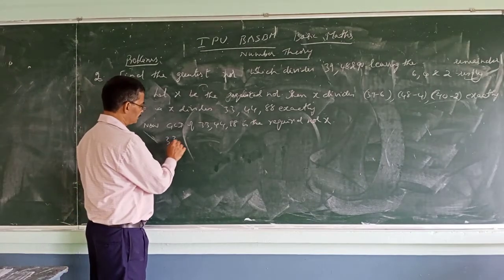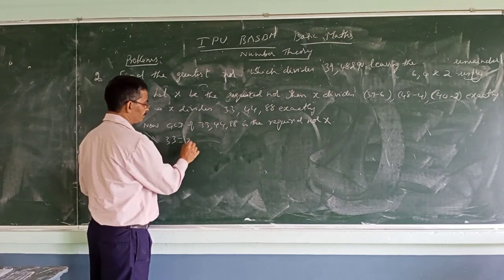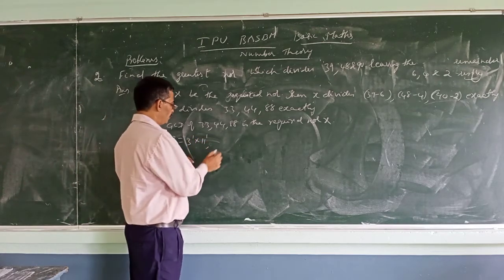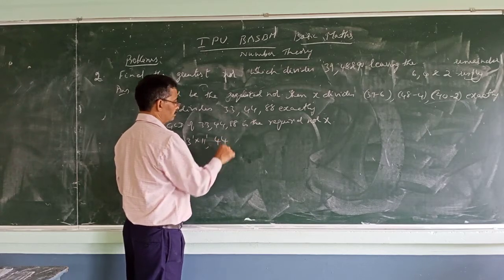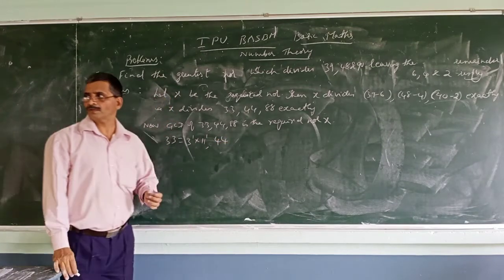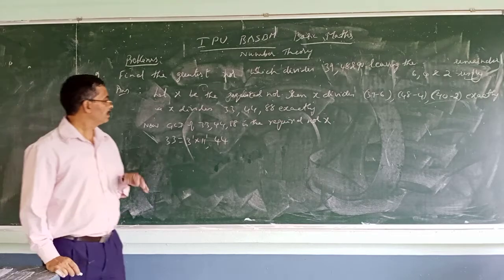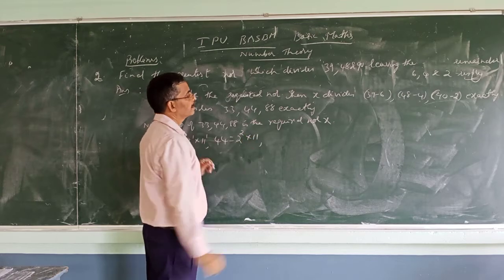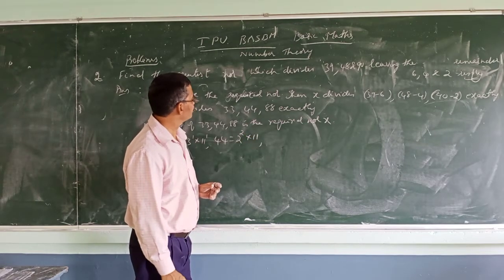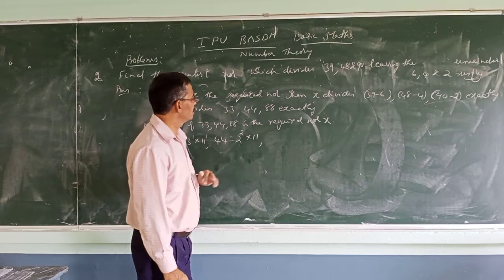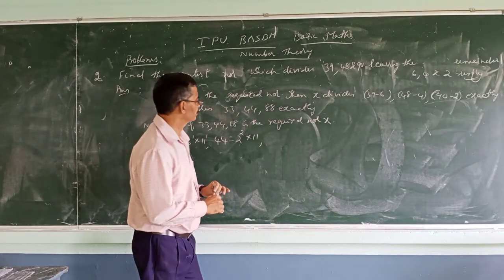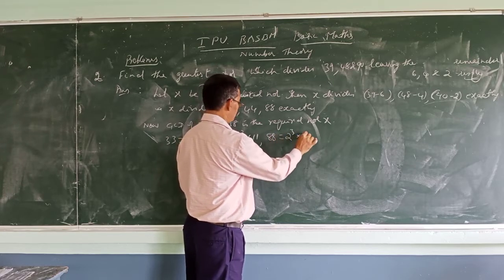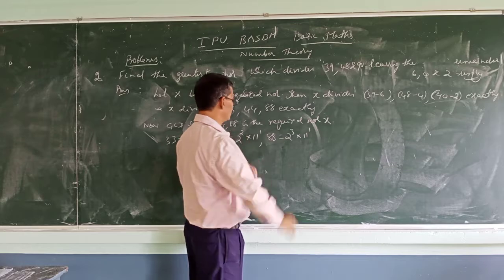Now 33 is equal to 3 to the power 1 into 11 to the power 1. There is no other. 44 is 4 into 11, so 2 squared into 11. Last one, 88. 88 means 11 into 8, so 2 cubed into 11 to the power 1. That means 11 to the power 1 only.